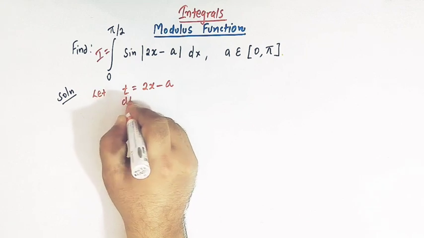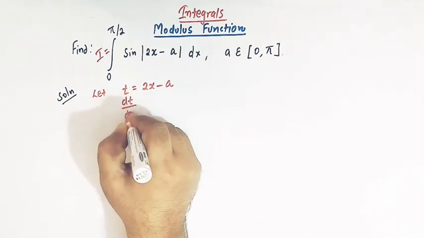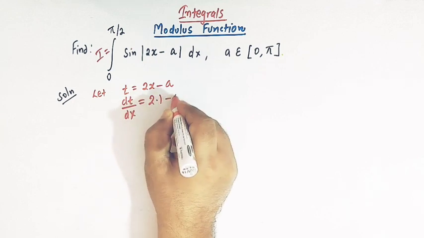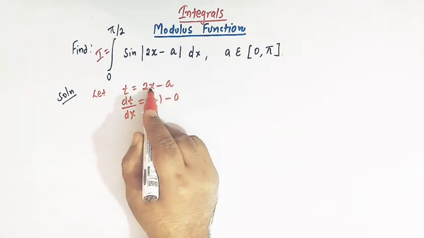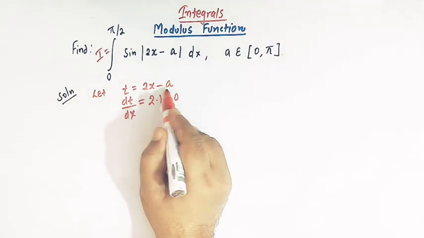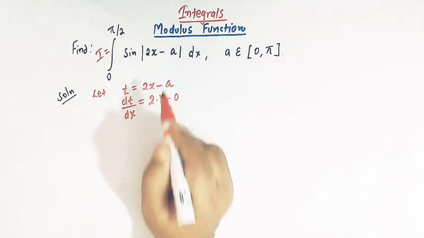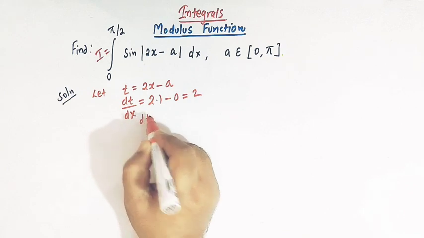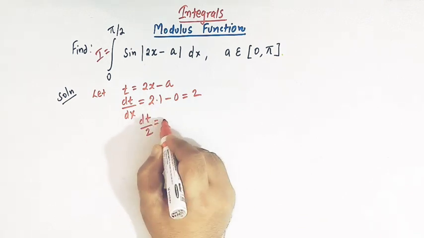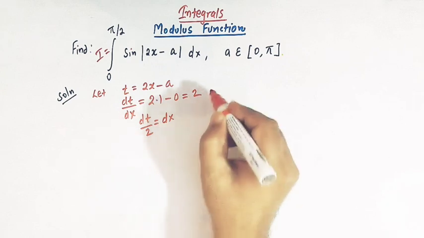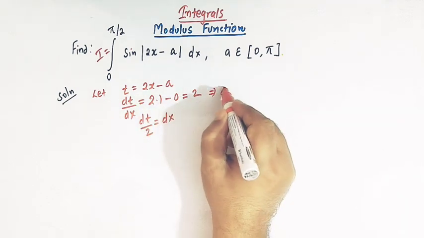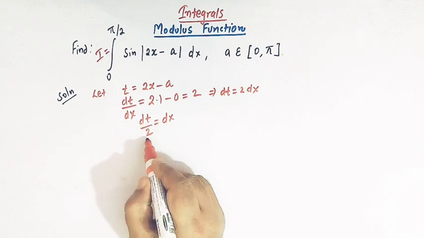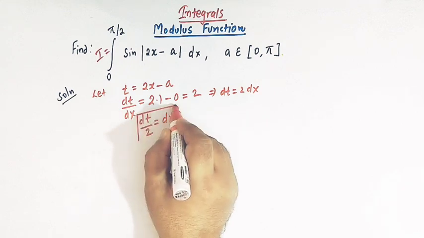Now differentiating t with respect to x, we have dt over dx is equal to 2 times 1 minus 0, because the derivative of x is 1, and the derivative of a is 0, being a constant, right? So this is 2. So dt over 2 is equal to dx, right? Because from here we can write dt is equal to 2 dx, and dt over 2 is equal to dx.